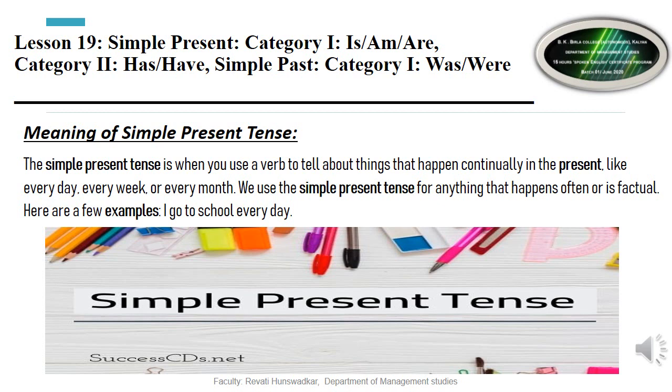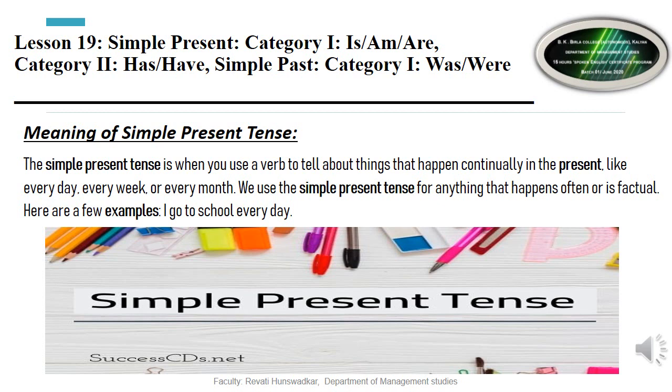A simple formula of simple present tense: subject plus verb first form plus object. इस टेंस में verb के end में कभी s लगता है, कभी s नहीं लगता है. See the meaning of simple present tense. The simple present tense is what is happening continuously in the present. That is known as simple present tense. For example, weekly, monthly, every day.